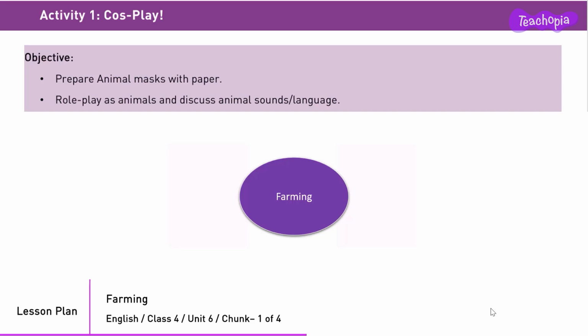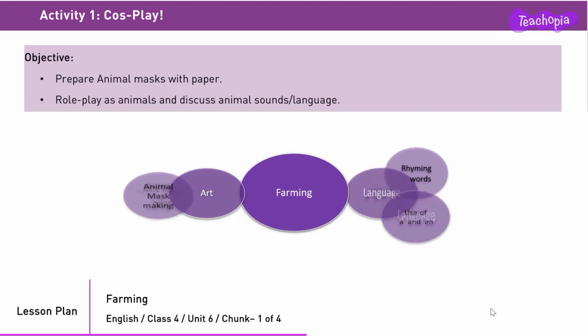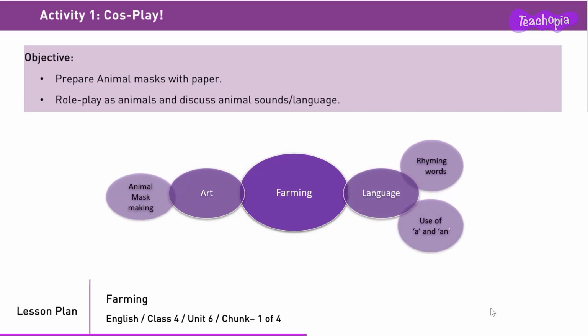On Teachopia, when you click on the concept map, you will see the chapter Farming displayed. The chapter is further divided into the components Art and Language. The category Art explores animal mask making, and the category Language explores rhyming words and the use of a and an.